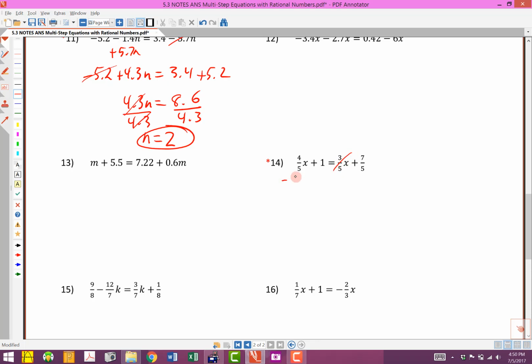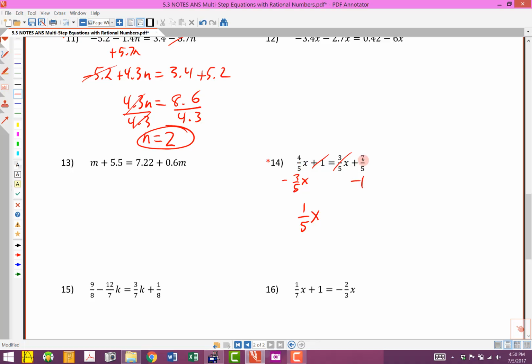So what I'm going to do is subtract 3/5 from both sides. And at the same time, since the x's are going to end up over here on the left side, I'm going to move this one over there. So I'm going to subtract 1 from both sides. So that's going to move this over there. It's going to move this over there. So we end up with 4/5 minus 3/5. That's going to be 1/5. Again, we've got that positive coefficient because the bigger one was positive.